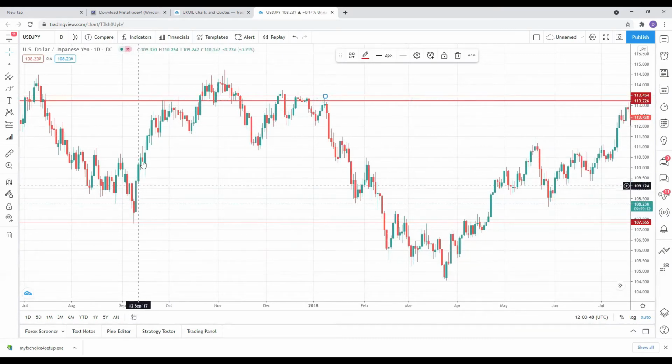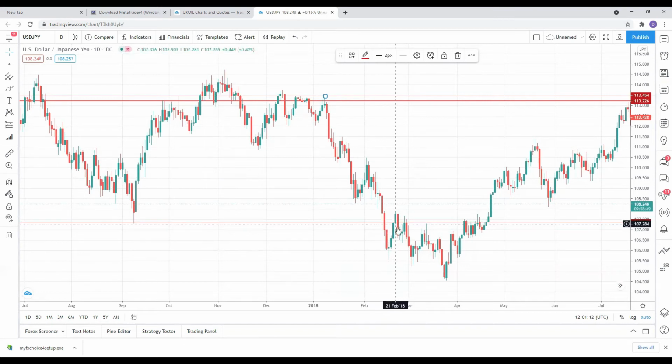We see the asset went up. It bounced off resistance. It went down. It went up, broke resistance, came down, went up, came down, went up, bouncing around resistance. Come down, bounce off resistance, come down.